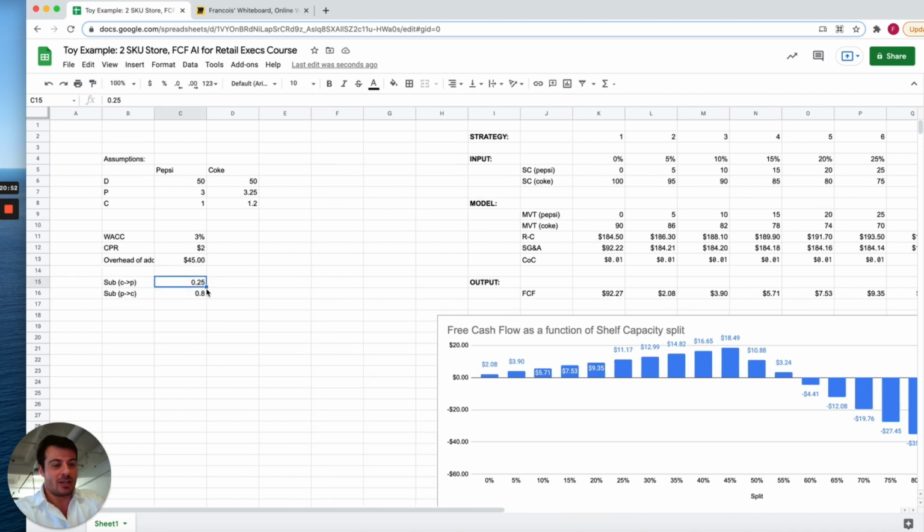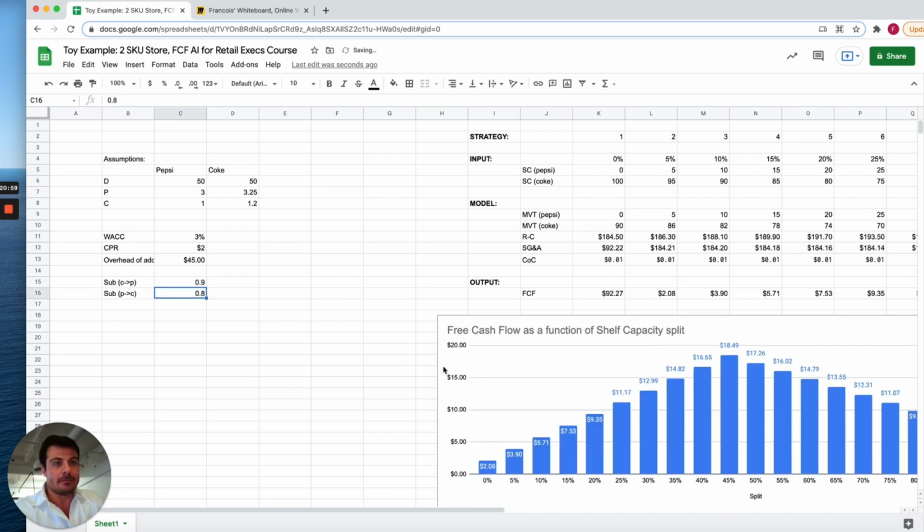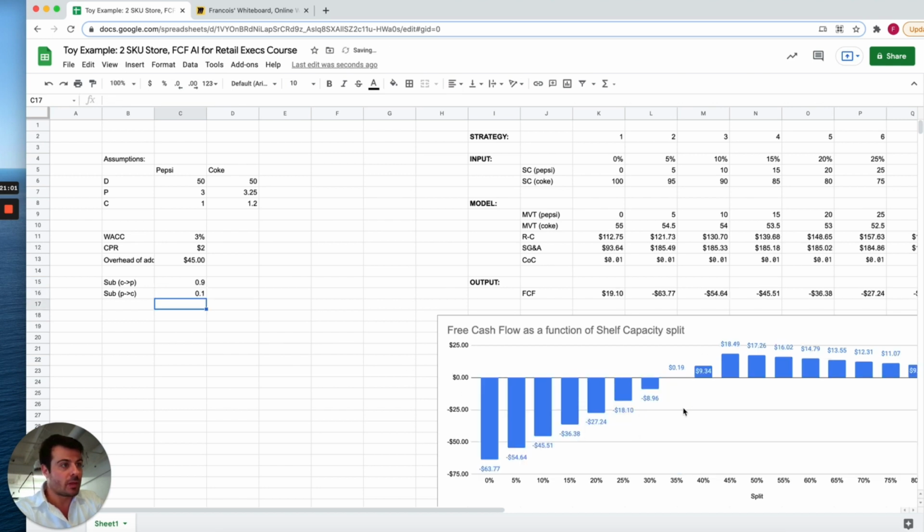Let's say that switching changes. And so let's say that that's 0.5 or say 0.9, and this is 0.1. Then it changes again. So this shows the complexity of retail. And this is just a naive little example where we just have Coke and Pepsi. Okay, cool. Well, that's all I wanted to show. This is our toy example. Would love your input on it.